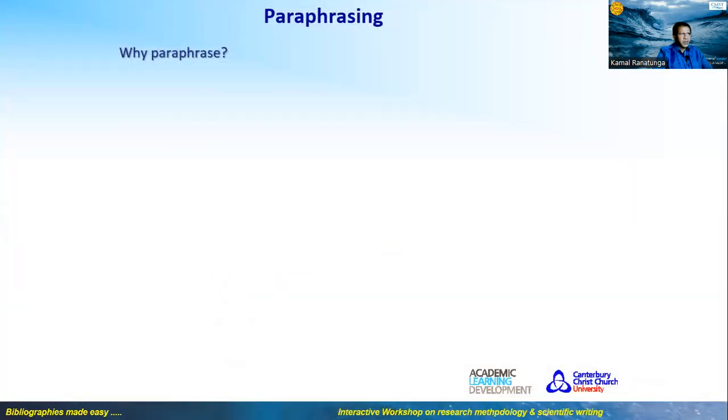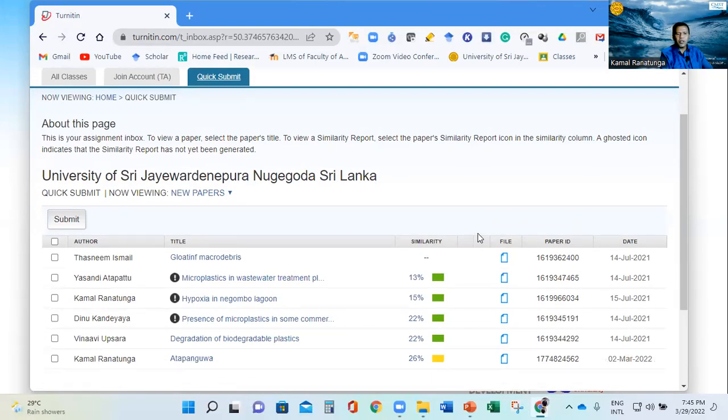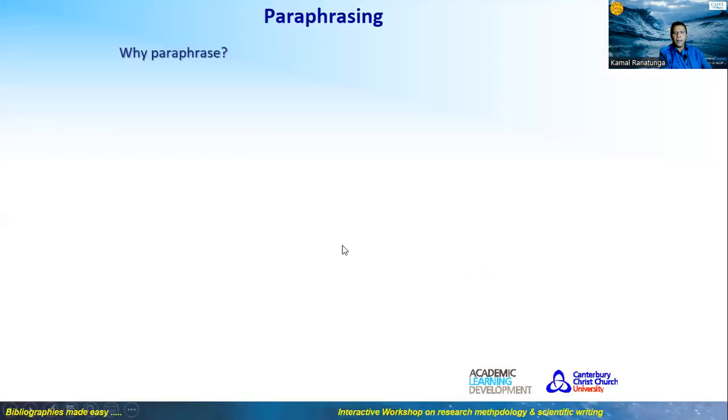All right. So that's about the Turnitin. As you can see here, this is my page in Turnitin where I check the plagiarism. You can see some examples I have recently used for some of the research papers, like percentage of similarity, 13, 15, likewise, right? If you click this one, it will give all the information. I don't want to go into that detail, but this is important that you have to check, right?